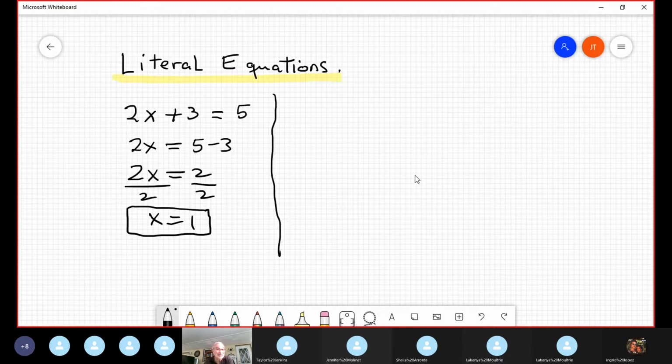What is the new thing now? Literal means letter. New variable. So we have an equation that involves several variables, and you need to solve it. Suppose, one little bit stupid example is 2a plus b equals c.